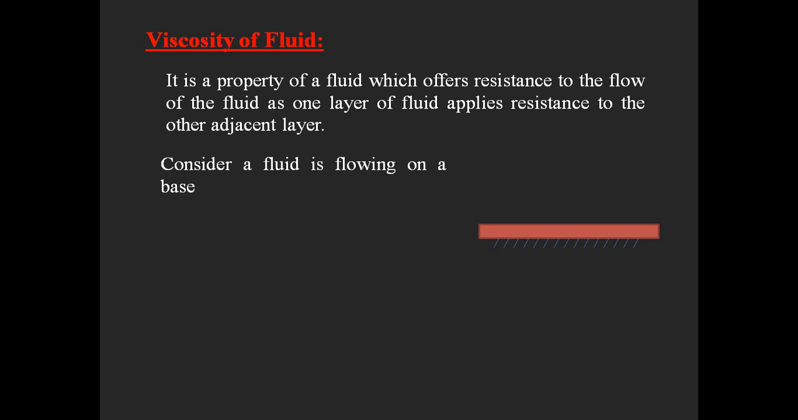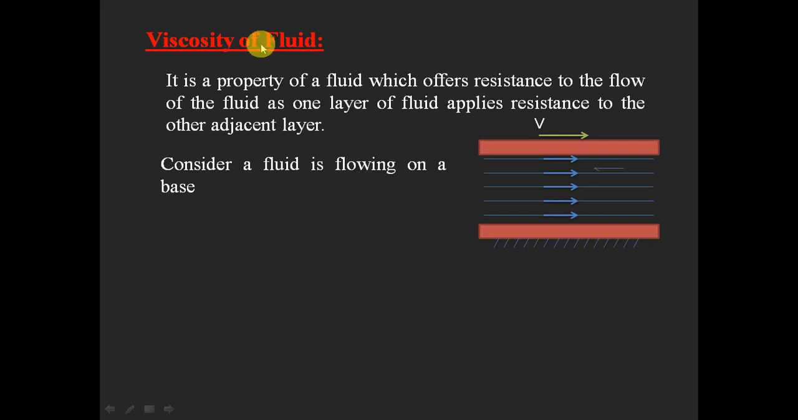Now I want to consider a fluid which is flowing on a base, which is fixed. On top there is a plate which is moving with a velocity. In between these two plates, I want to assume a flow of fluid, liquid, or any other oil. Whenever this plate is moving with a velocity v, the top layer also will be moving with the same velocity v, and when you go downward the velocity will be decreasing due to the viscous property of the fluid.